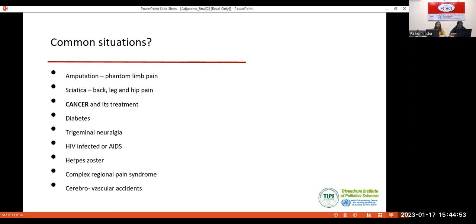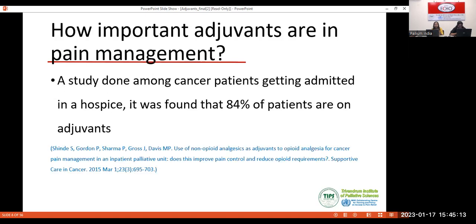Once you have the chickenpox, the virus will remain in your nerves and it reactivates after so long. So wherever the nerve distribution, they will have vesicles and severe neuropathic pain. That is another syndrome which can cause neuropathic pain, along with complex regional pain syndrome, and many a time patients with stroke will have neuropathic pain. Why do we need to learn about adjuvants?